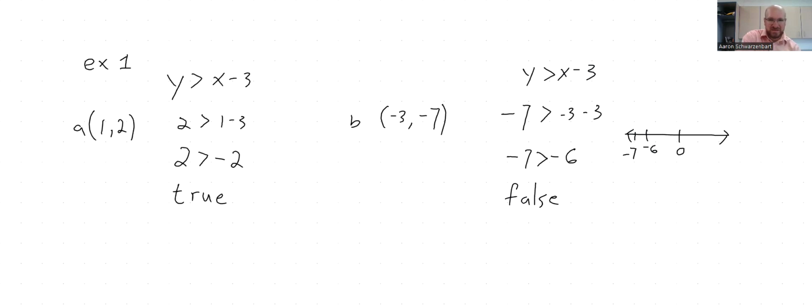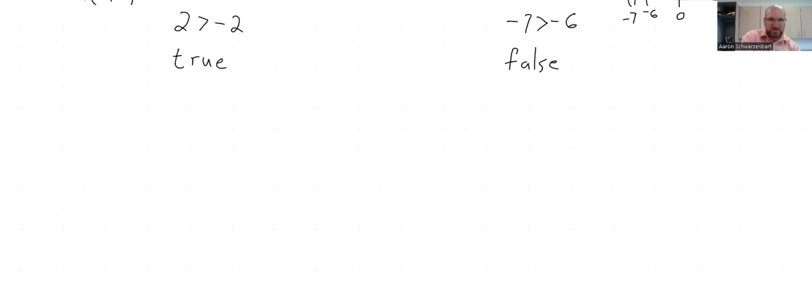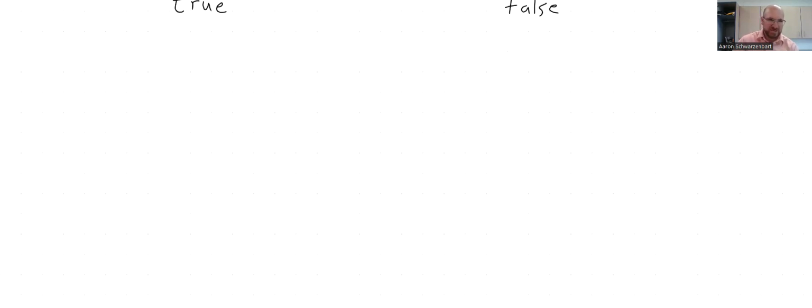Okay. That was example 1. We're going to move on to example 2, where we're going to actually graph a linear inequality. And it asks me to graph this inequality. I'm going to start by graphing what we call the boundary line. I'm going to think about this graph, y equals x minus 2. Same thing, but I'm graphing it like it's an equal sign.